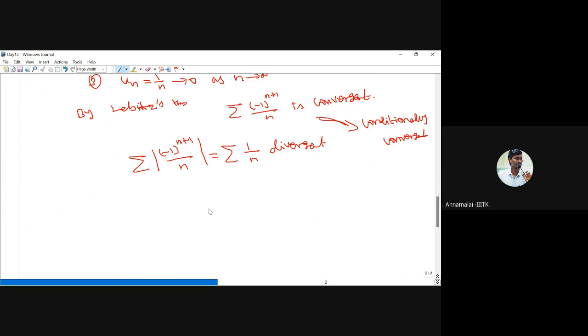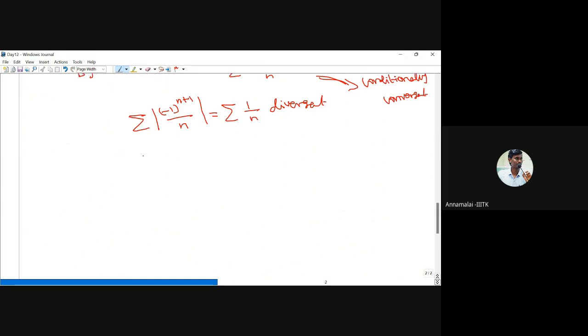Now, the next problem we can discuss. The next alternating series: summation minus 1 power n minus 1, n square by 1 plus n factorial.